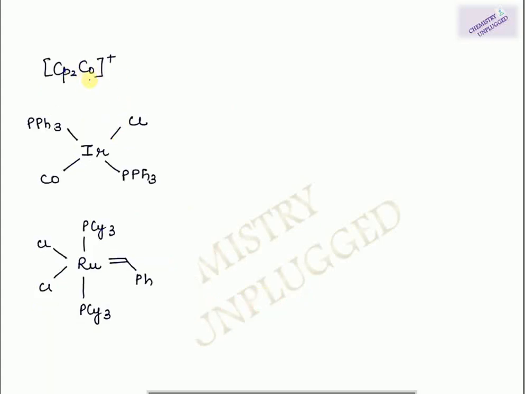So this is a complex of cobalt, and cobalt has 9 electrons in its valence shell, and the hapticity of Cp is not given, so we will assume the highest hapticity, which means it is providing 5 electrons. So 5 into 2 plus 9. Now this complex has a positive charge, which means it has to give up one of its electrons, so we have to minus 1, so the total will be 18. So it is again following the 18 electron rule.